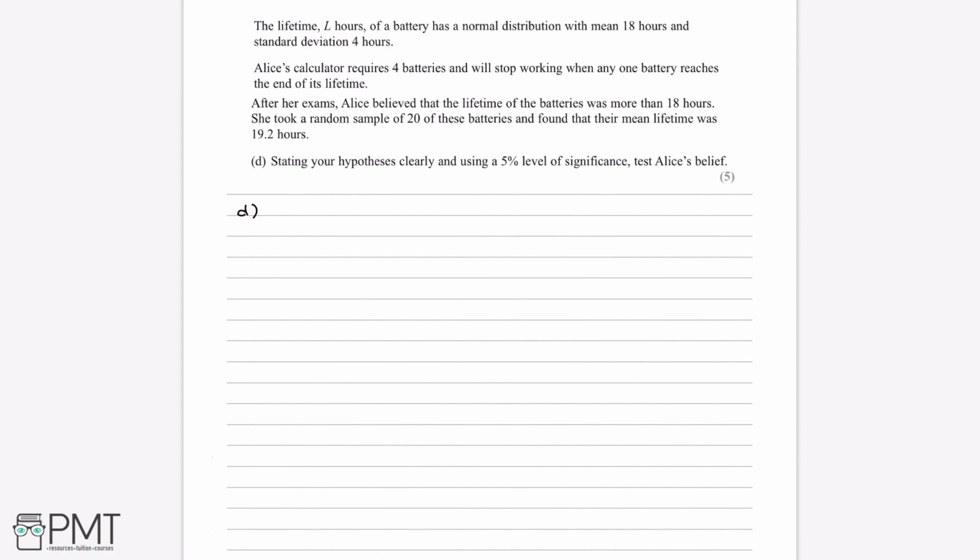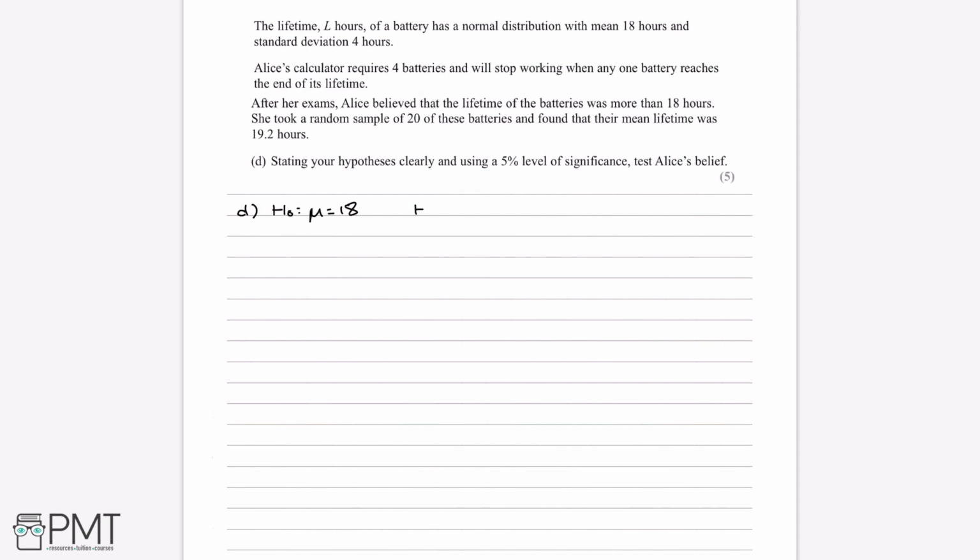So the first thing we do in hypothesis testing, and as we've been told to do at the start of the question, is to state our hypotheses clearly. What this means is we need to say what our null hypothesis and our alternative hypothesis is. Now, the null hypothesis, which we write as H0, is that the mean is equal to 18. This is what we were told right up at the start of the question, and this is what Alice is challenging. So the null hypothesis is that this is true.